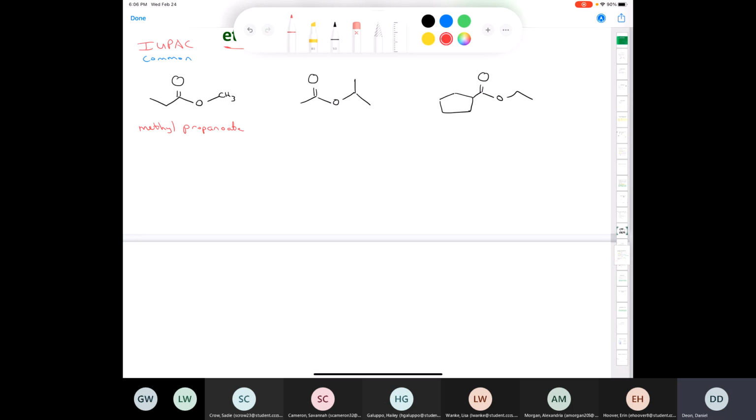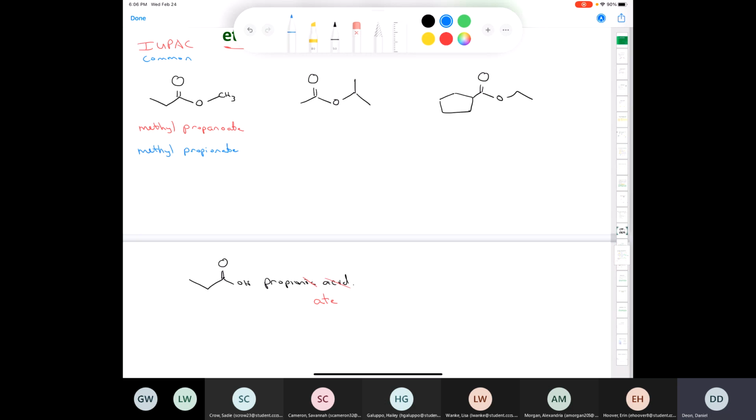Now, if we wanted to give it the common name, the only thing that's going to change is the part that's derived from the carboxylic acid, right? Because if you have a 3-carbon carboxylic acid and you give it the common name, it's propionic acid. So what you do with common names is you drop ic acid and you change it to ate. So let me show you. Here we have methyl propionate. Methyl propionate would be the common name.